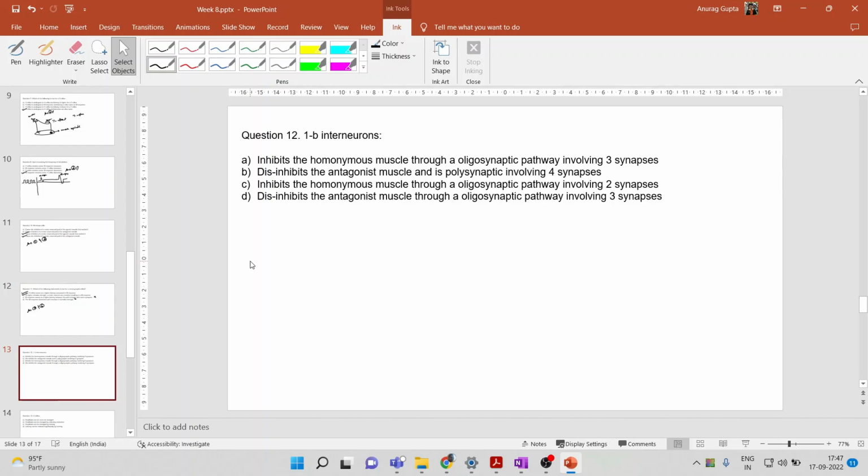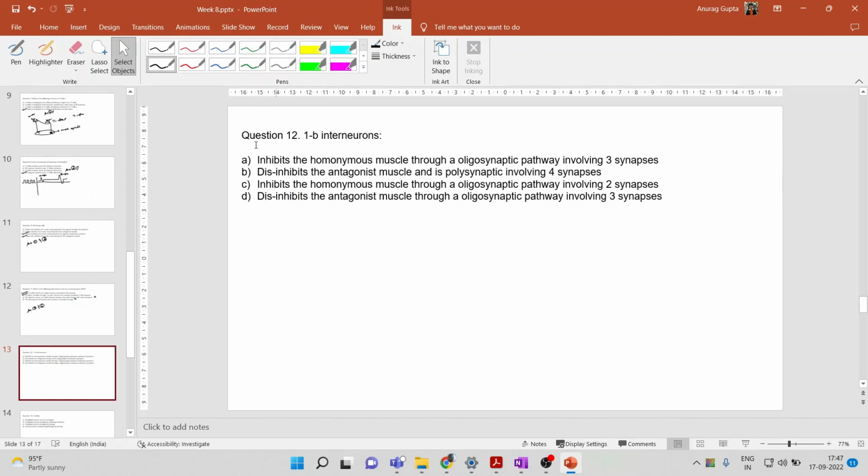Okay, now coming back, going to 1B interneurons. So again, this is another interesting topic. 1B interneurons: A, inhibit the homonymous muscle through an oligosynaptic pathway involving 3 synapses; B, inhibit the antagonist muscle and are polysynaptic involving 4 synapses; C, inhibit the homonymous muscle through an oligosynaptic pathway involving 2 synapses; or D, disinhibit the antagonist muscle through an oligosynaptic pathway involving three synapses.